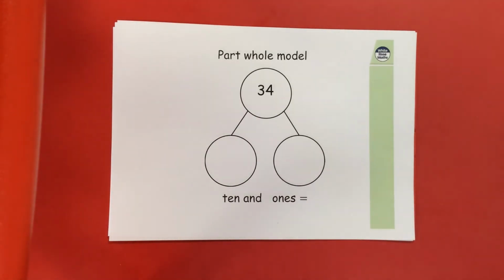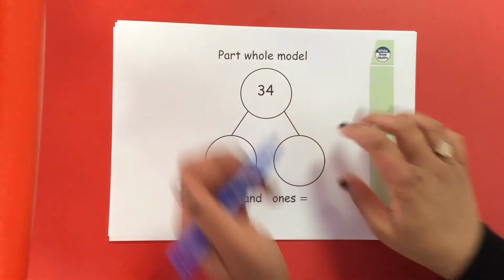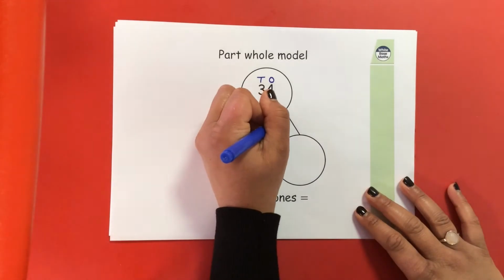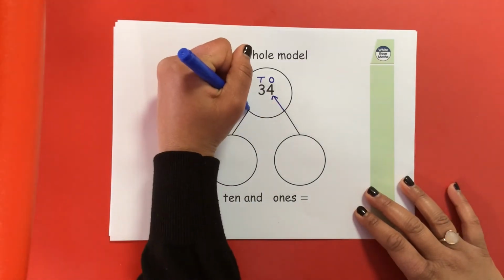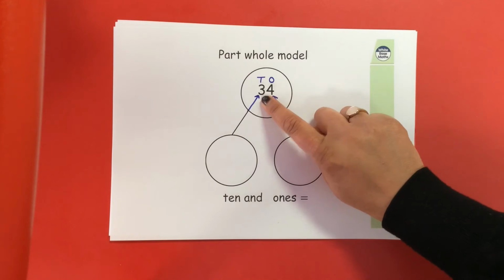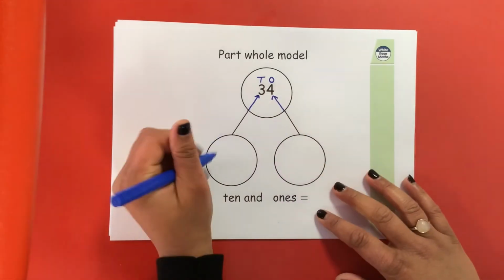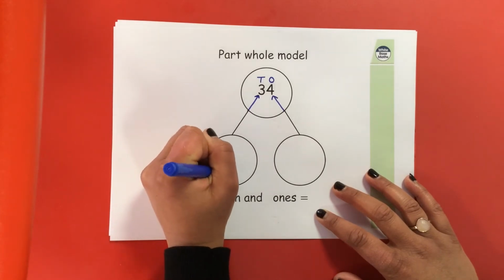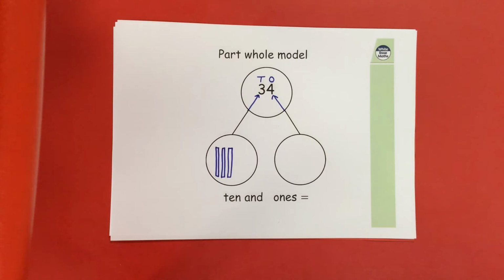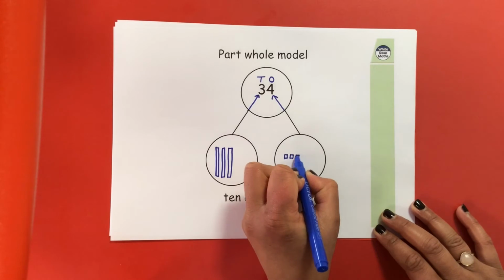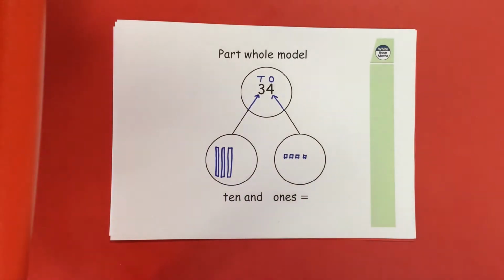Okay children, let's see how you got on. So 34 we can label with your tens and ones. If you want to, draw your lines to help you. And then go ahead and draw your tens and ones. So in your tens, we have got 3. So we need to draw 3 tens. 1, 2, 3. And in the ones column, we have got 4 ones. 1, 2, 3, 4. Did you draw those correctly?